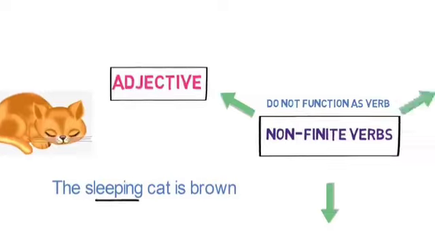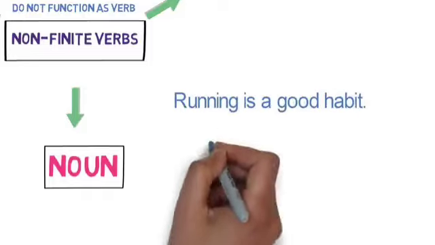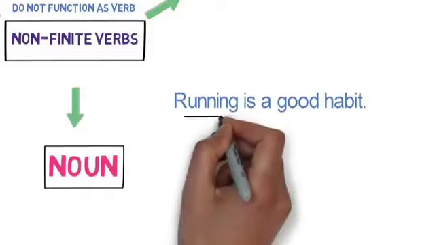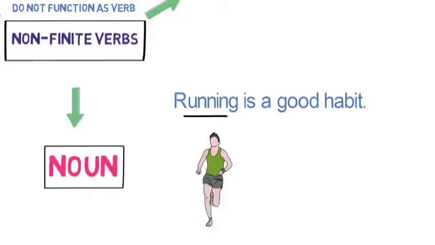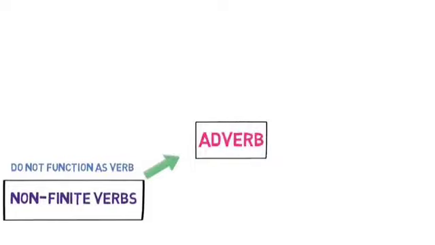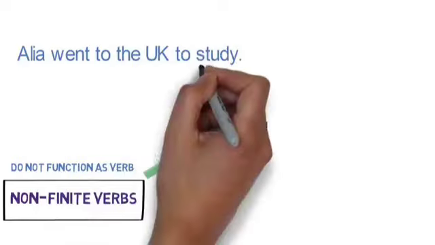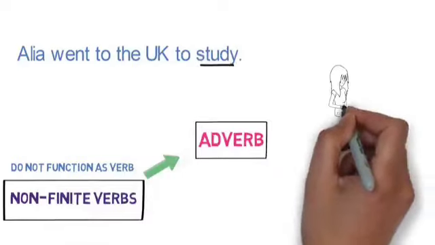Now let's understand how they function as noun with an example. Running is a good habit. Here, running functions as a noun in the sentence. Now let's understand how they function as an adverb with an example. Alia went to UK to study. Here, study functions as an adverb in the sentence.